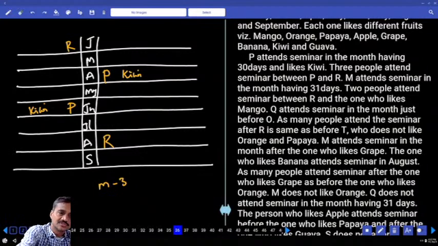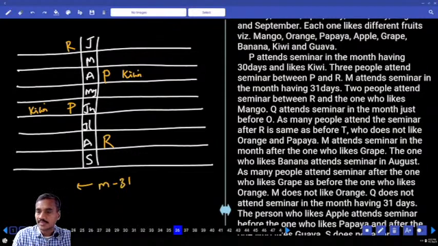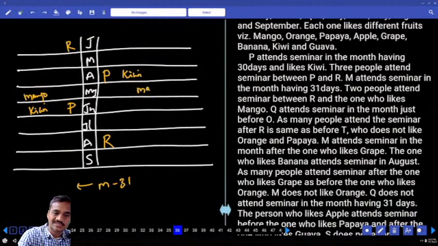Now in this case, M in the month of 31, what are the different possibilities for this M? May, March, July and August. M is 31, it is better to write like this. And 2 people attend between R and the one who likes mango. Between R and the one who likes mango, there must be exactly 2. R and mango, 2 people.